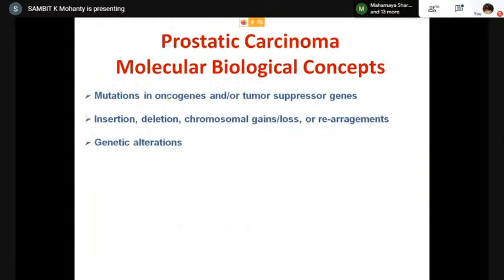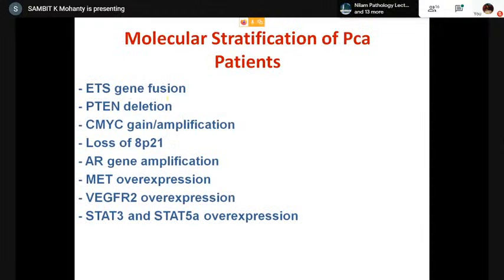So there are mutations in the oncogenes or tumor suppressor genes that could be insertion, deletion, chromosomal gain or losses, or rearrangement, which are responsible for this disease. These are the various ones, which could be a PTEN deletion, which is a tumor suppressor gene, gain of c-MYC, androgen receptor gene amplification, MET, VEGF, STAT3, STAT5A. Those are all the players for prostate cancer.